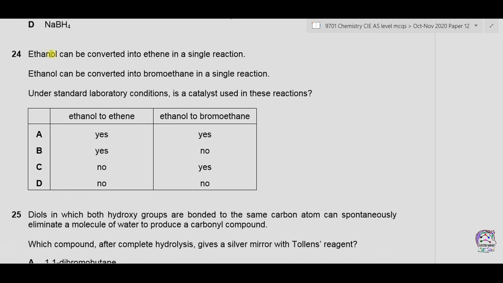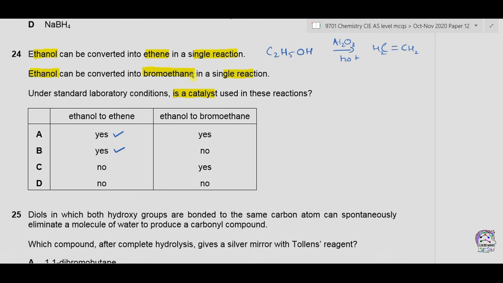Question 24. Ethanol can be converted into ethene in a single reaction. Ethanol can be converted into bromoethane in a single reaction. Under standard laboratory conditions, is a catalyst used in these reactions? Now, ethanol can be converted into alkene by passing alcohol vapors over hot aluminum oxide as a catalyst. So therefore, catalyst is needed for this conversion, so it could be A or B.